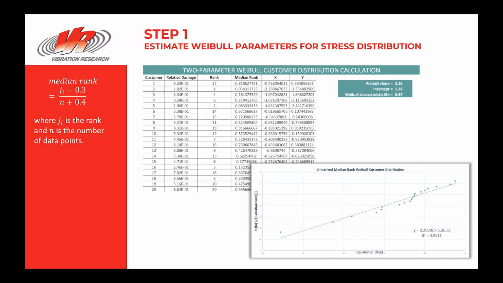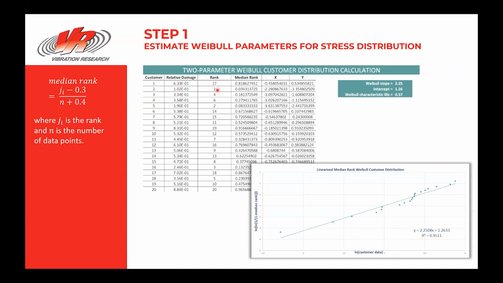So in step 1, we estimate the Weibull parameters for the stress distribution using our customer data. So first we list the 20 customers along with their relative damage numbers, which I've done here. These numbers are then ranked from smallest to largest, and the respective median ranks are calculated using the given median rank formula. So median rank, maybe a new concept for a lot of people, but basically we can take the rank, so we arrange these numbers from smallest to largest.